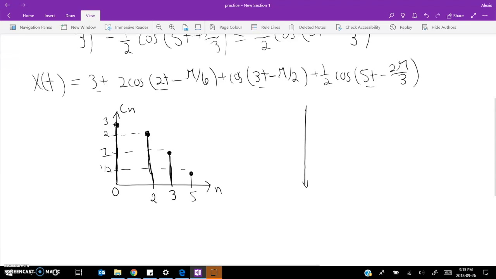We have theta n, and here we have our n axis. As I just said, we're going to get a phase theta difference for n is equal to 2, n is equal to 3, and n is equal to 5. At n is equal to 2, we're going to get a phase difference of negative pi over 6. At n is equal to 3, we are going to obtain a phase of negative pi over 2.